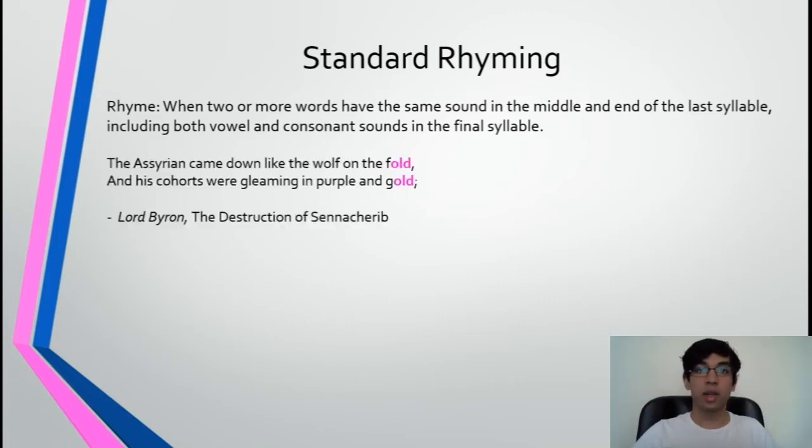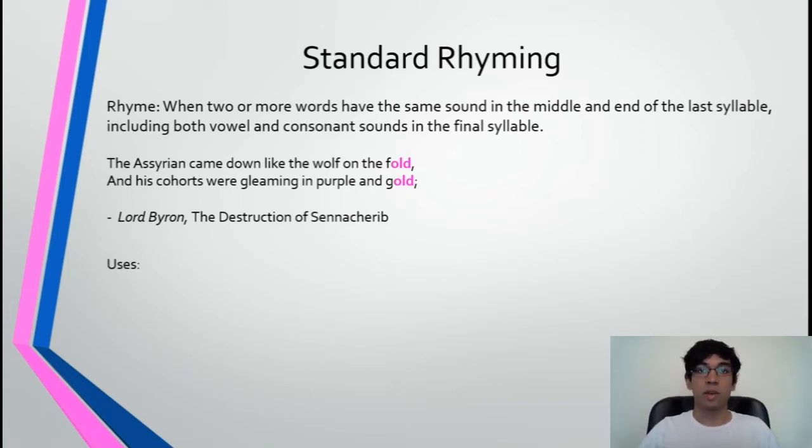Now let's take a look at this example from Lord Byron's The Destruction of Sennacherib. It says, "The Assyrians came down like the wolf on the fold, and his cohorts were gleaming in purple and gold." Now, fold and gold rhyme because we've got the same "old" sound being repeated. They're both one-syllable words, but the second part of the word, this "old" sound that's being repeated, contains the vowel, which is O, and then the consonant sound, which is the LD. It's got both of these components, and these components are repeated, so it forms a standard rhyme.